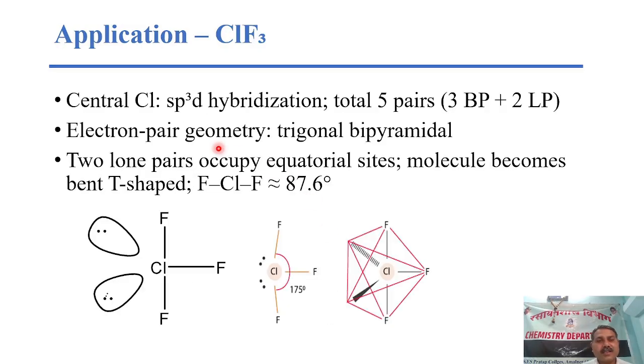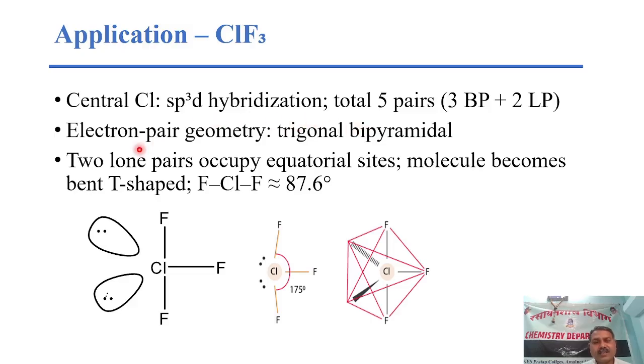Another example we will see, the ClF3 molecule. In the case of ClF3, chlorine is the central atom and it is surrounded by 3 fluorine atoms. Chlorine belongs to group 17, having 7 electrons in the valence shell. Out of these 7 electrons, 3 electrons are engaged in bond formation and 4 electrons act as lone pairs of electrons. So it has 2 lone pairs of electrons and 3 bond pairs of electrons. So total electron pairs will be 5 pairs. So hybridization will be sp3d, and expected geometry will be trigonal bipyramidal.